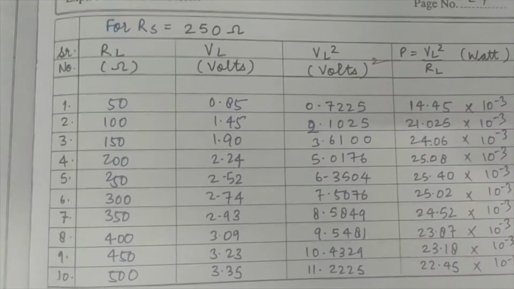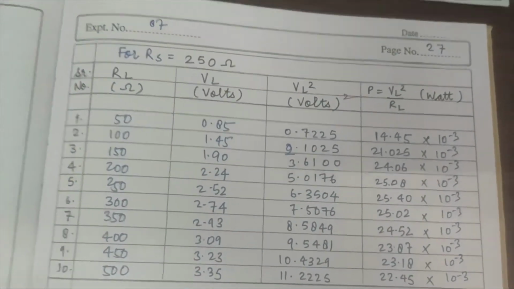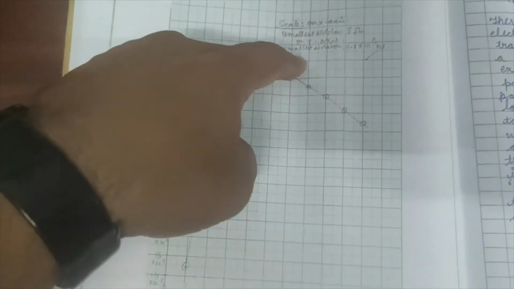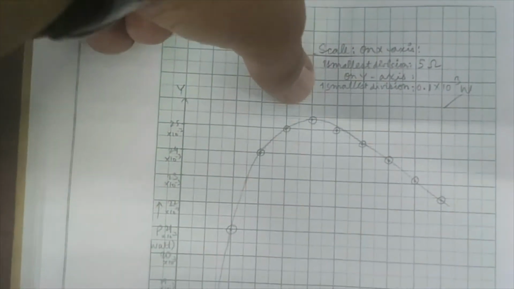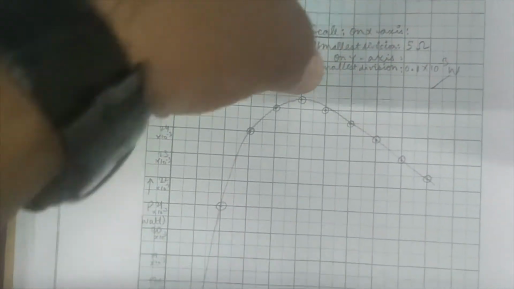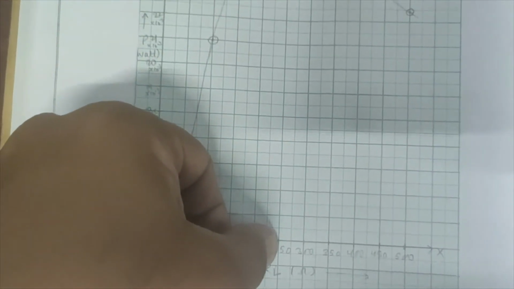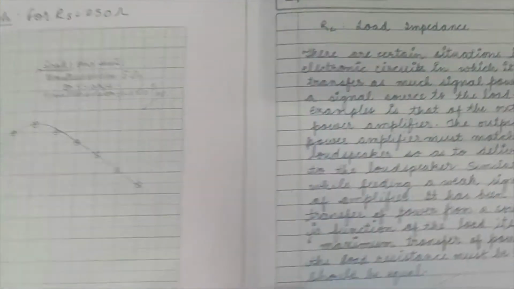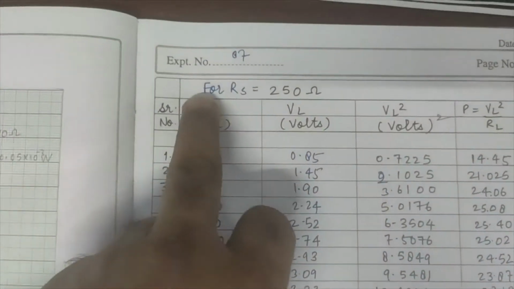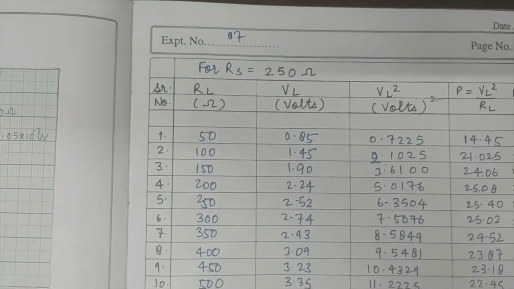If you plot the power output on the y-axis and RL on the x-axis, you can see a curve like this. The maximum is here, at about 25. So when RL is 250, the power transfer is maximum.